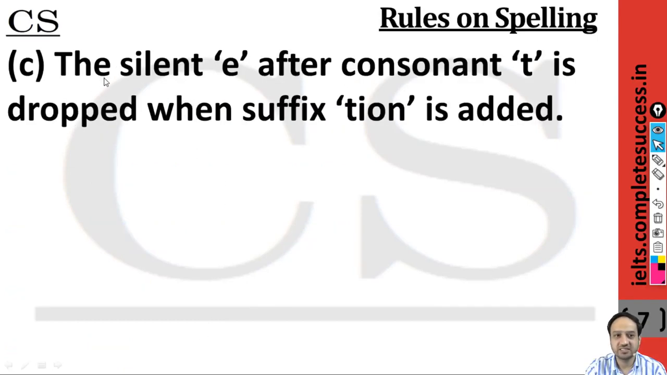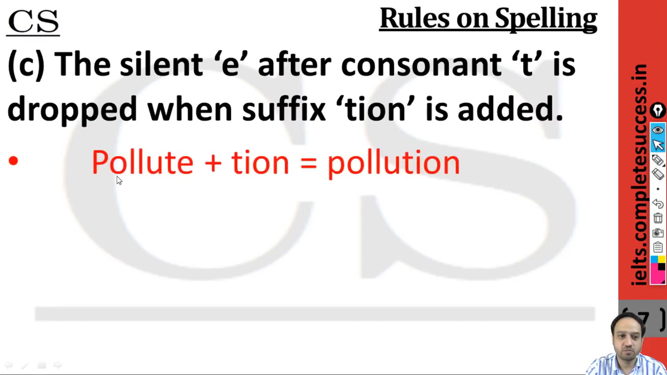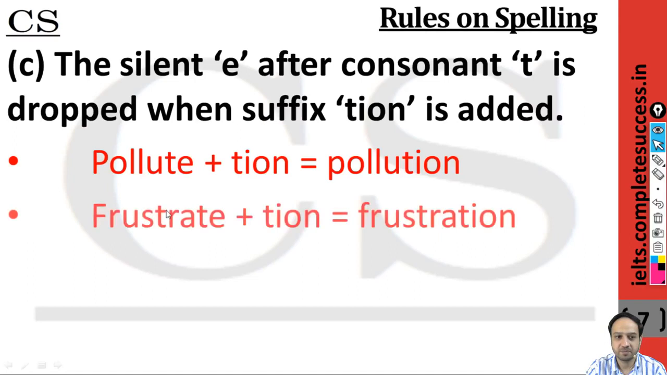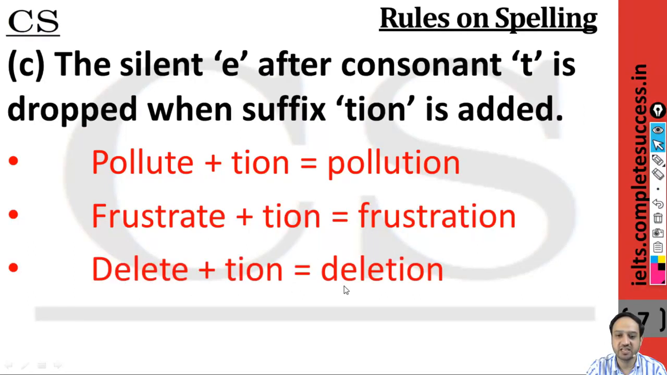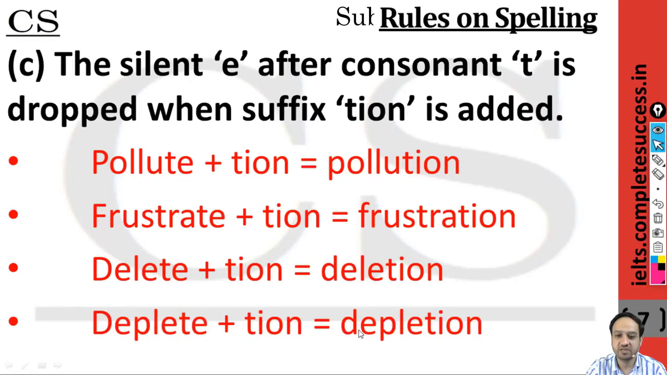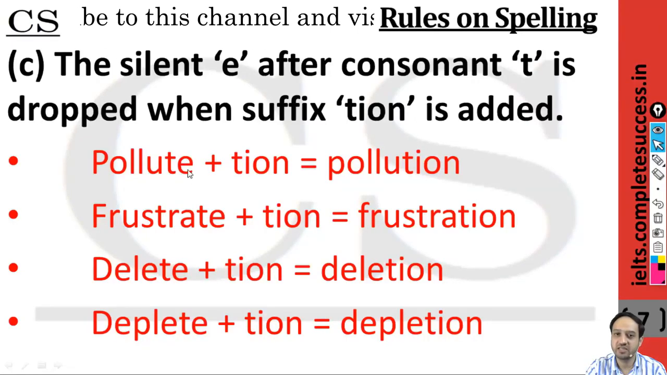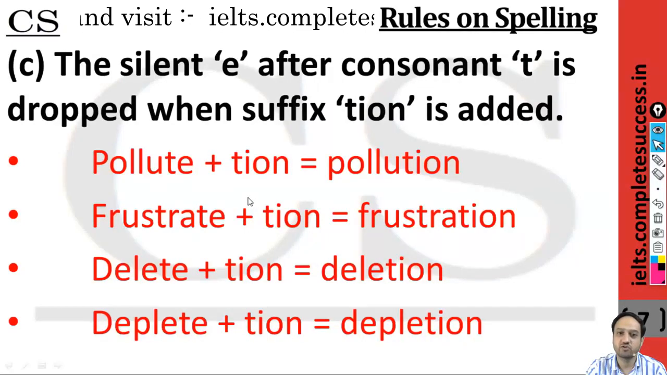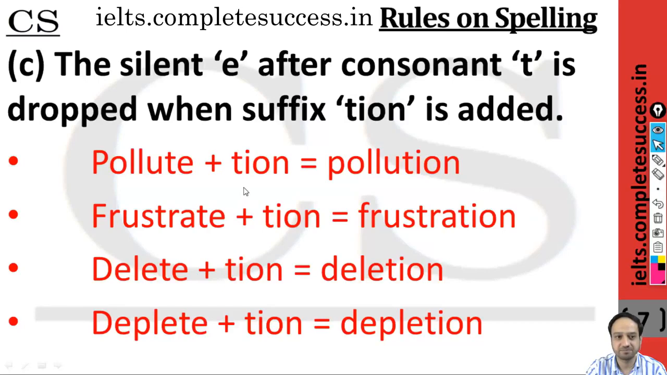And the third section is that the silent e after consonant t is dropped when suffix tion is added. Pollute plus tion becomes pollution, so we have dropped the letter e. Frustrate plus tion, frustration. Delete plus tion, deletion. Deplete plus tion, depletion. In all such cases, when we add tion to a word and the last letter is e, we drop the letter e. So these are the three rules where we drop the silent e.